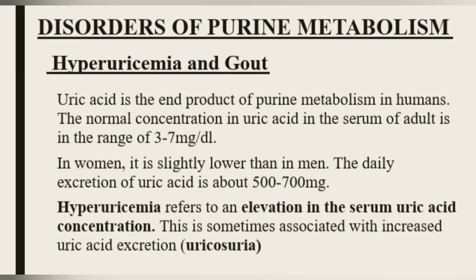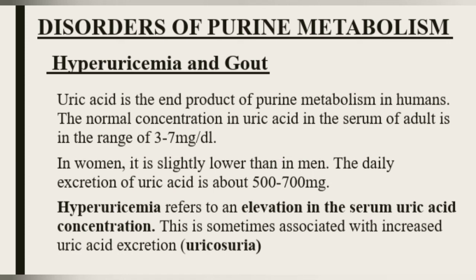So next, let's look at the disorders of purine metabolism. The primary one is hyperuricemia and gout. Uric acid is the end product of purine metabolism in humans. The normal concentration of uric acid in the serum of an adult is 3 to 7 mg per dl, and in women it is slightly lower than in men. The daily excretion of uric acid is about 500 to 700 mg.